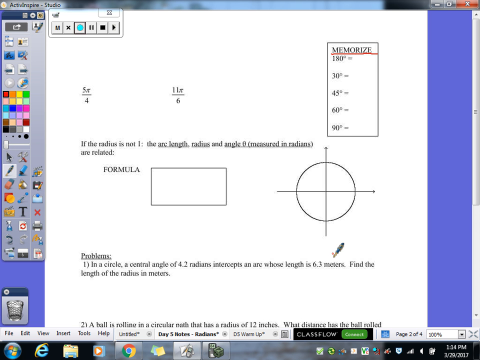So 180 in radians is just pi. 30 in radians is pi over 6. 45 is pi over 4. 60 is pi over 3. And 90 is pi over 2. So we got to keep that in mind.